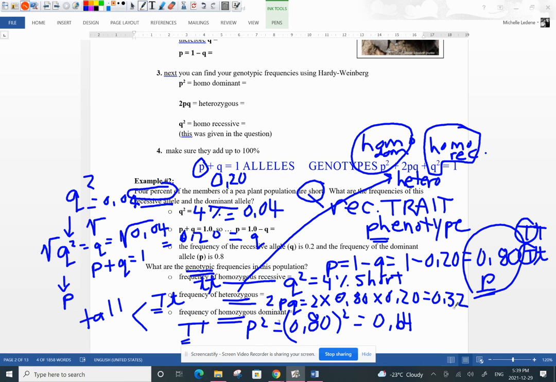32 or 0.32% of the population has got a dominant and a recessive. They are heterozygous. And finally, the short little guys in my pea plant population is 4%. Make sure you double check. Your p squared plus 2pq plus q squared should add up to 1. These percentages should add up to 100%.